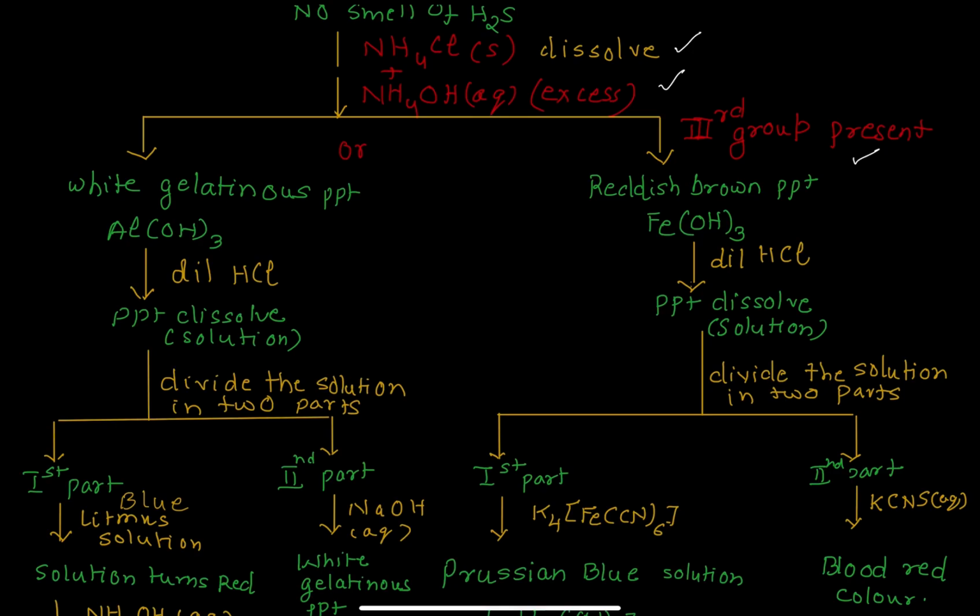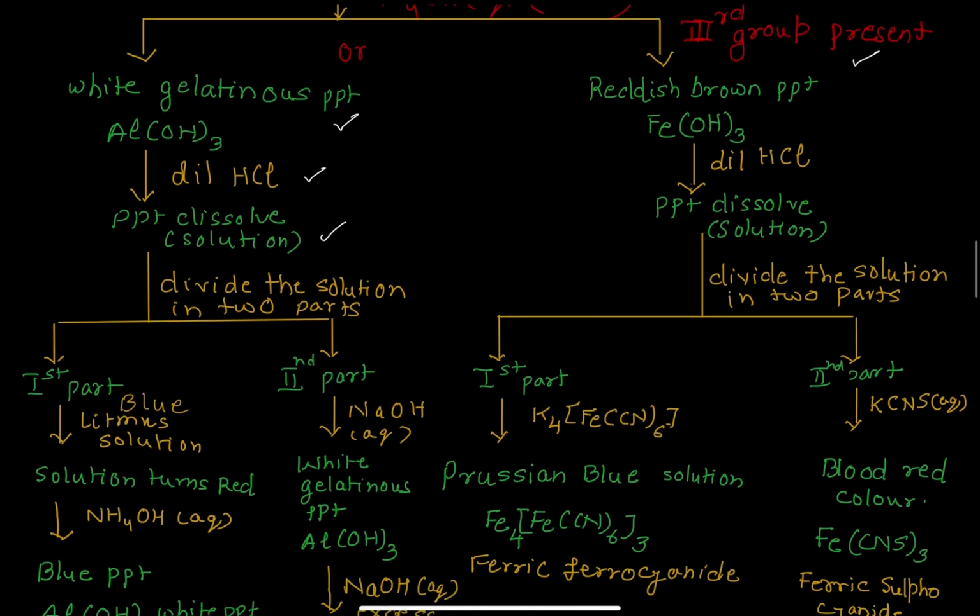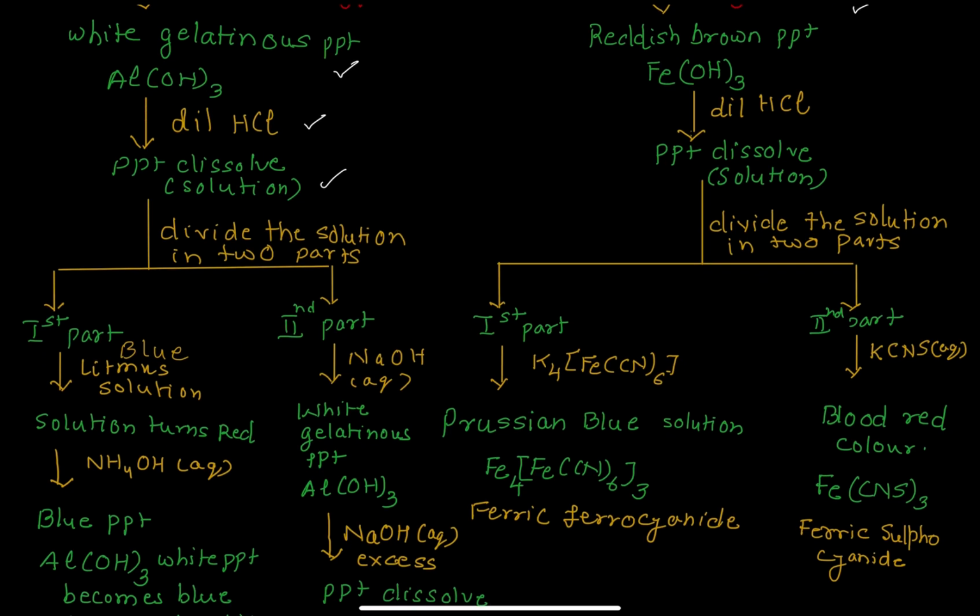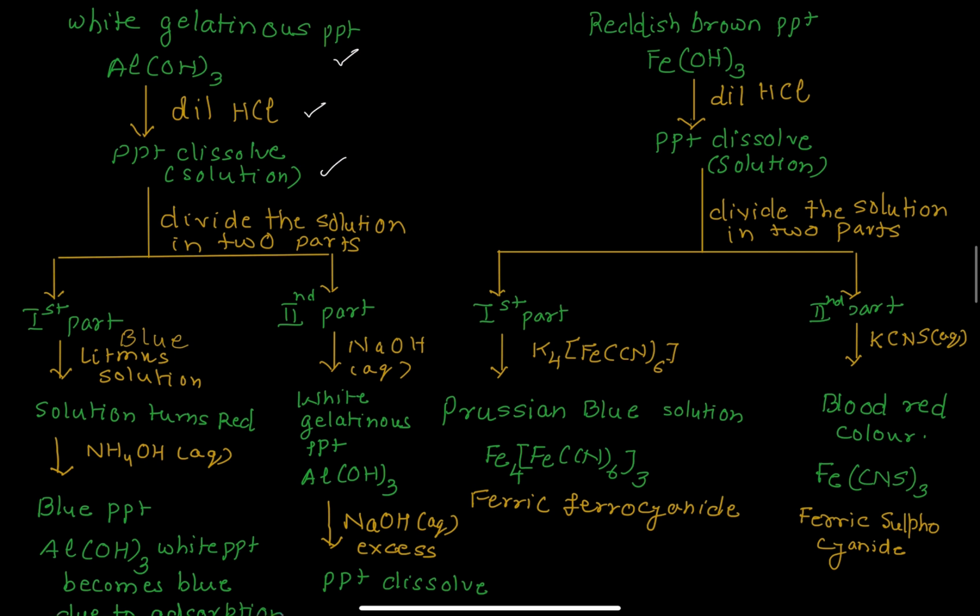Al3+ ion may be present or Fe3+ ion may be present. Next, you have to proceed for the confirmative test of Al3+ ion and Fe3+ ion. The white gelatinous precipitate is obtained due to the formation of aluminum hydroxide. Before the confirmative test, dissolve this third group precipitate with the help of dilute HCl completely, and divide the solution into two parts for confirming the presence of Al3+ ion in the given salt.